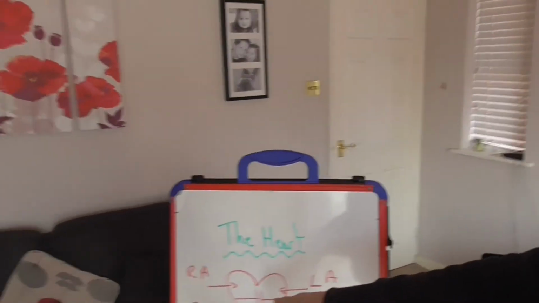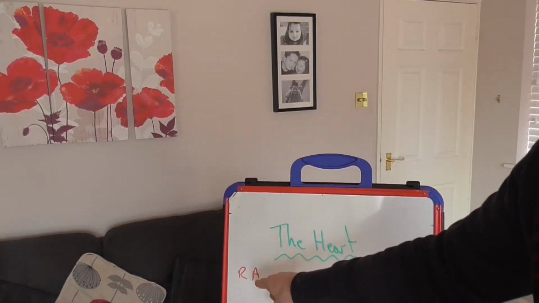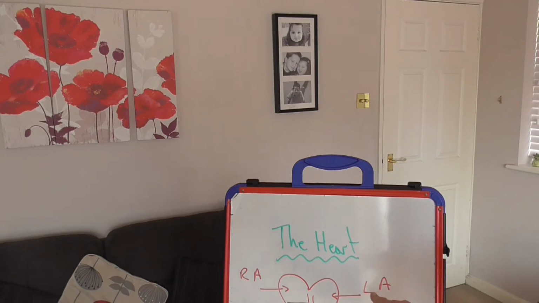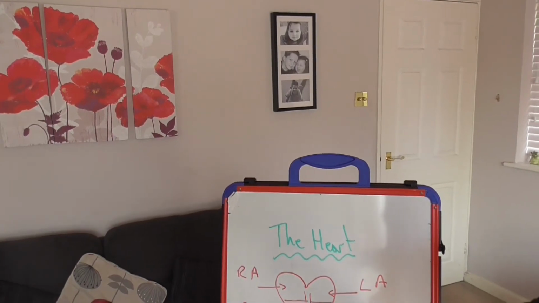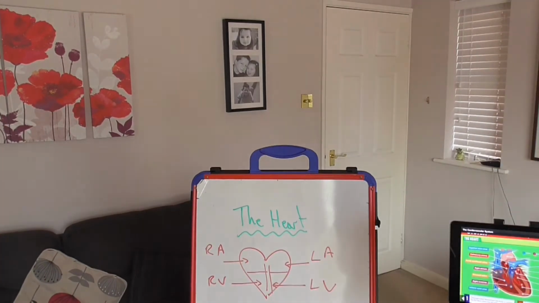Okay, there are 4 chambers to the heart. Right atrium, atrium A-T at the top, right ventricle at the bottom, left atrium at the top, and then left ventricle at the bottom. Okay, so we've got those 4 chambers of the heart.